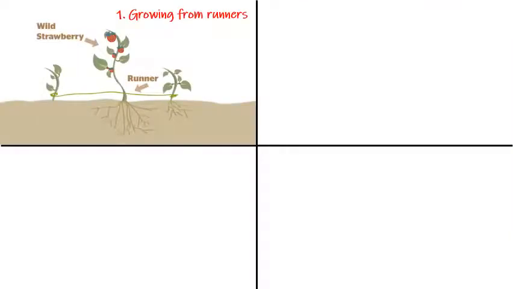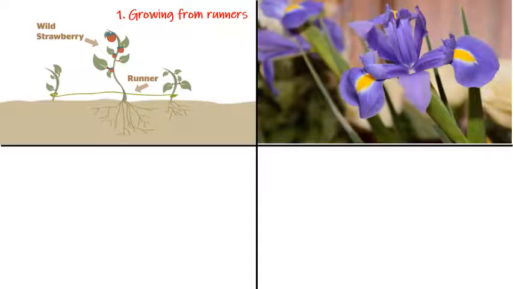There are different types of vegetative reproduction in plants. I will start with the first one, growing from runners, like we saw in the strawberry case. The strawberry plant reproduces asexually by forming runners. These are the runners, which are above ground stems. They grow horizontally and they produce new plants at nodes.